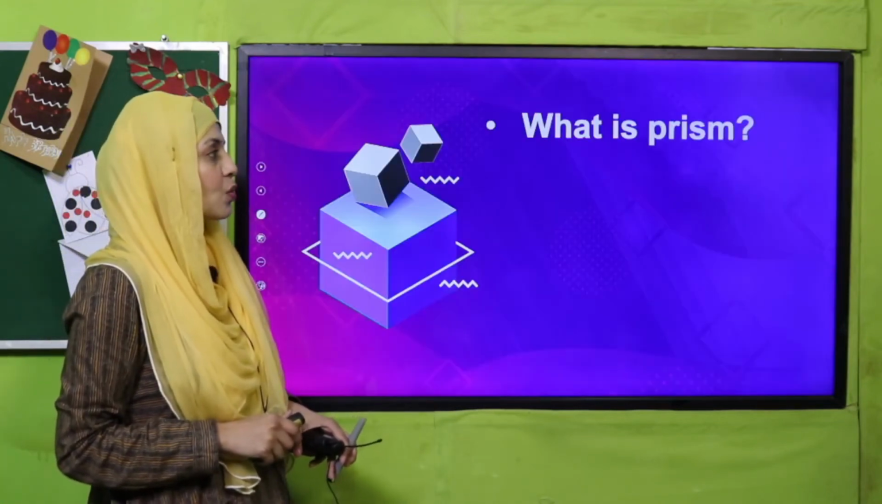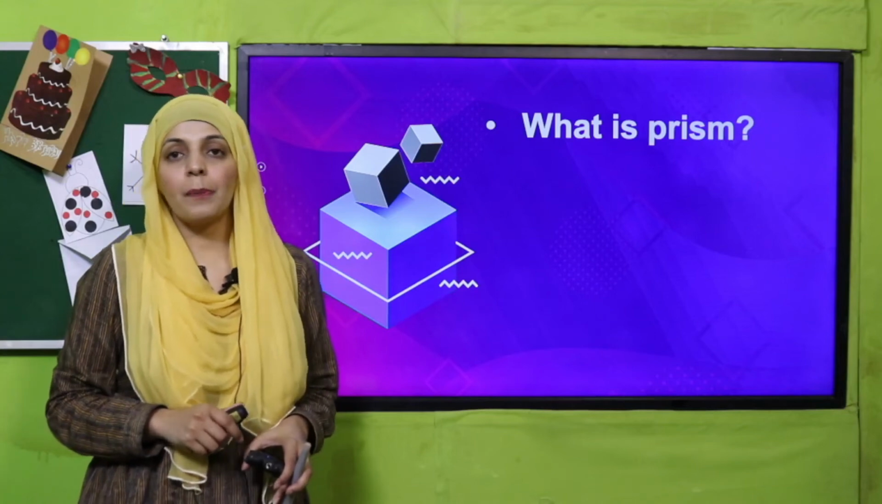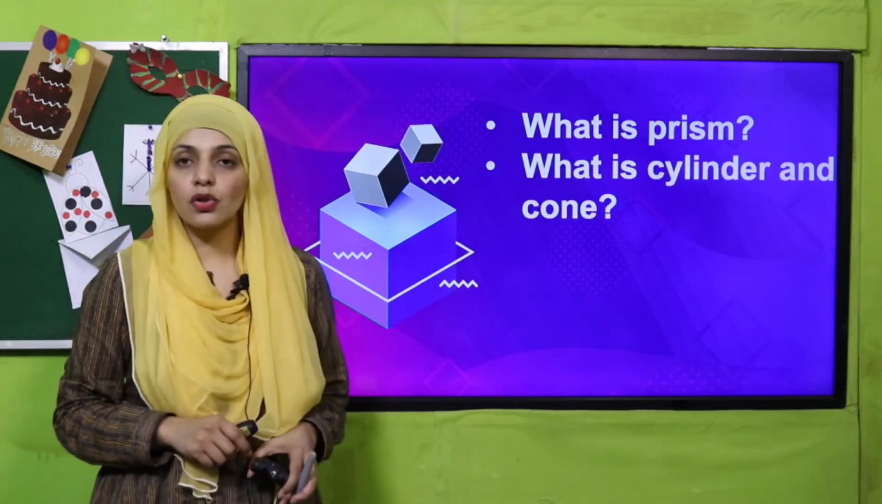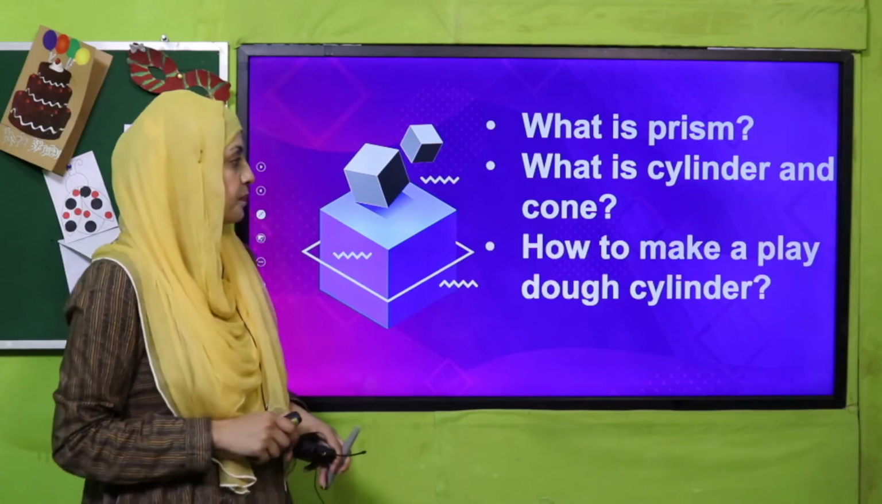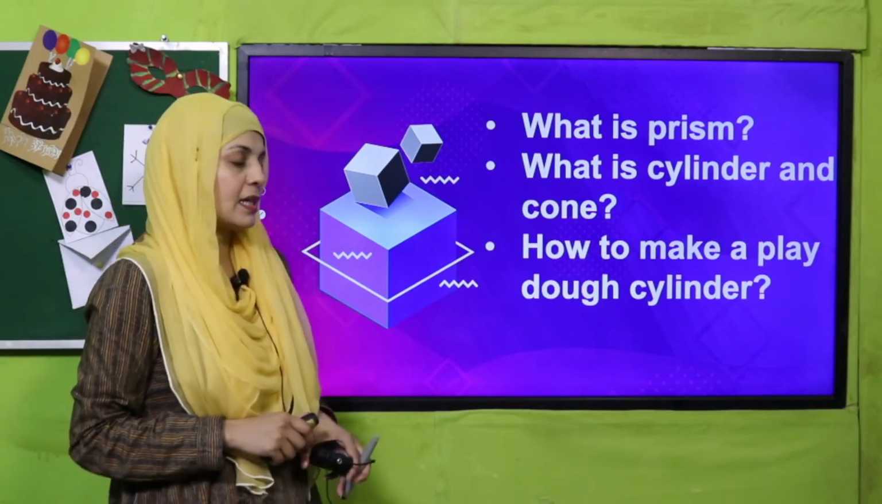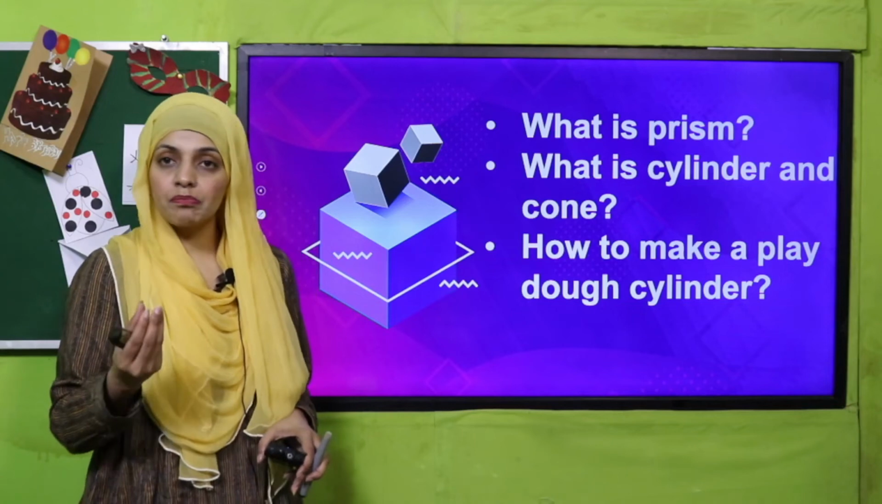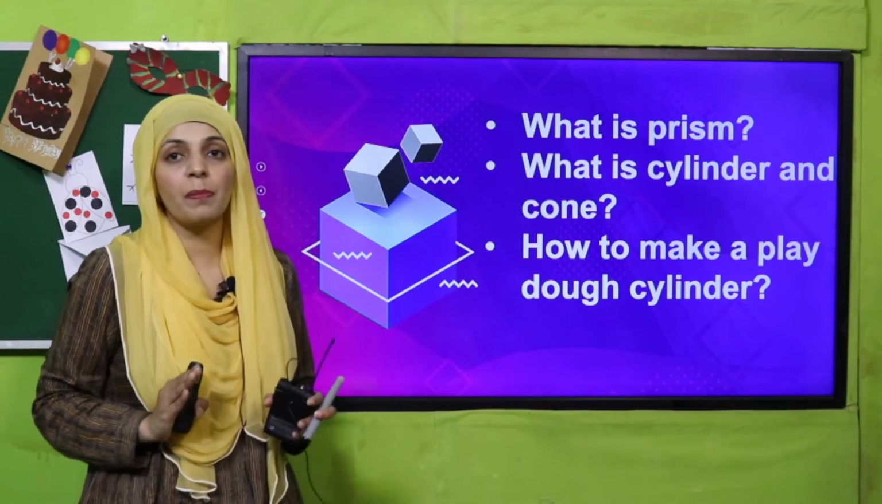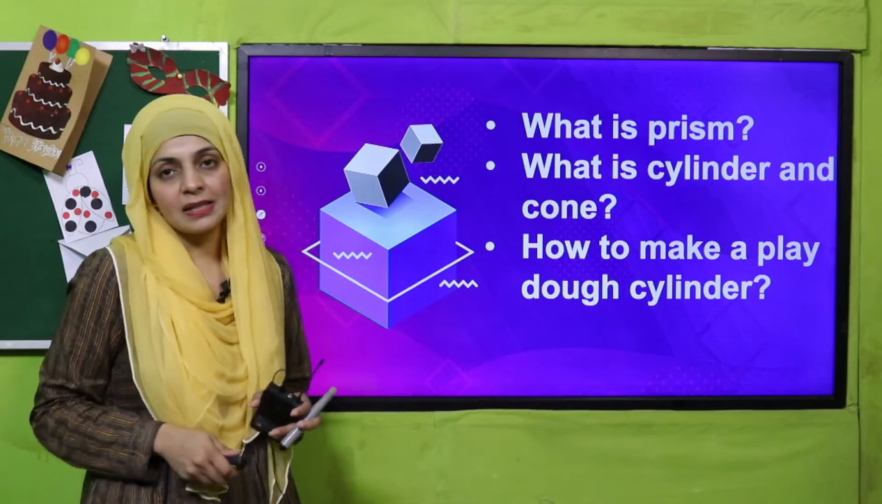So my dear students, what is a prism? A prism is a 3D shape. What is a cylinder and cone? These are also 3D shapes. How to make a Play-Doh cylinder? So by making a sphere and then rolling it on the table and flattening both the ends by tapping them, you can make a cylinder.